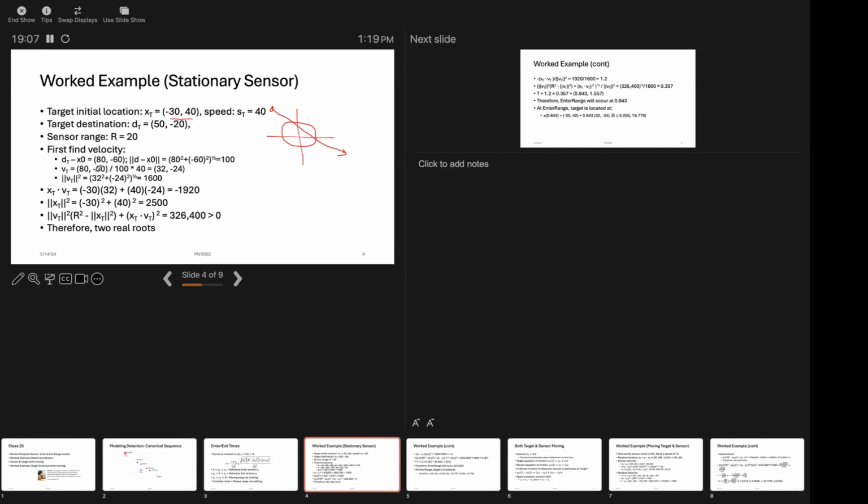We take our unit vector, which is the big vector divided by its distance, multiply it by its speed, and we get 32 minus 24. So again, usually it's not so nice.